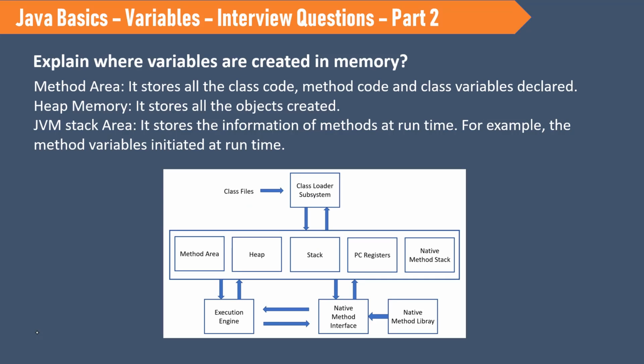So if you see this diagram we have seen it in the first video. This is the method area, heap and stack memory. The method area stores all the class code, method code, and class variables declared. Heap memory stores all the objects created. JVM stack area stores the information of methods at runtime. That means the method variables initiated at runtime are stored here in the stack memory. So these are the different variables that are created in the memory.